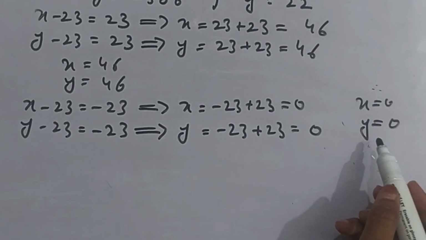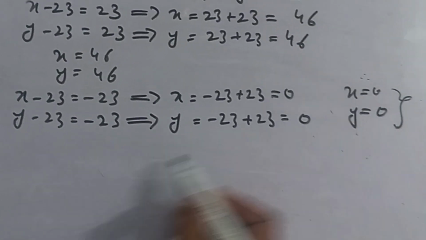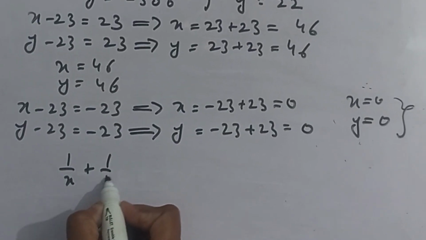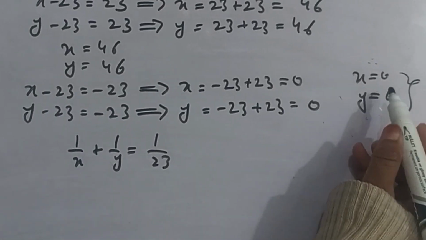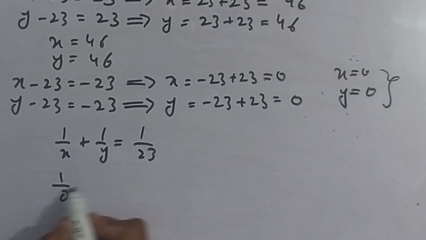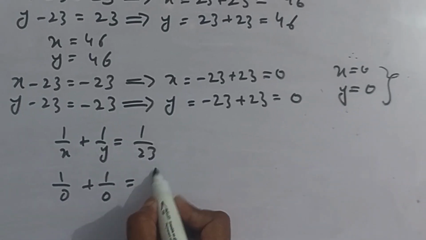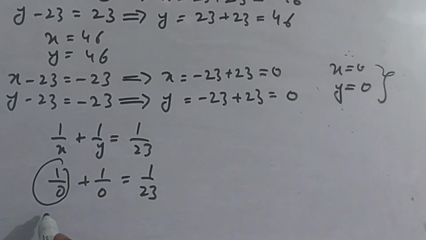All values of x and y are valid except this one, because in our question we have 1 over x plus 1 over y is equal to 1 over 23. And if x is 0, then we get 1 over 0 plus 1 over 0 is equal to 1 over 23, and it is not possible because this is an undefined form.